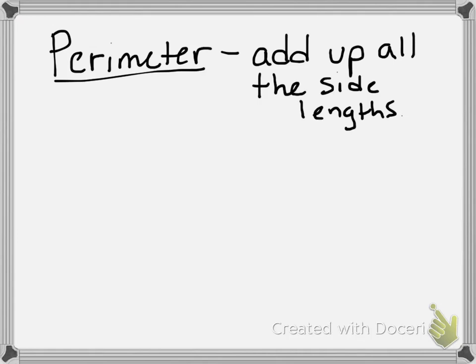So again, to kind of review, perimeter means you're adding up all the side lengths. So for example, if I had something like this, that was 2, 2, 3, and 3. Perimeter means that I'm adding up all of my sides.